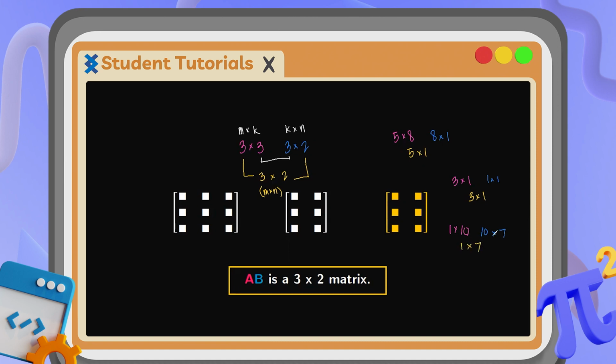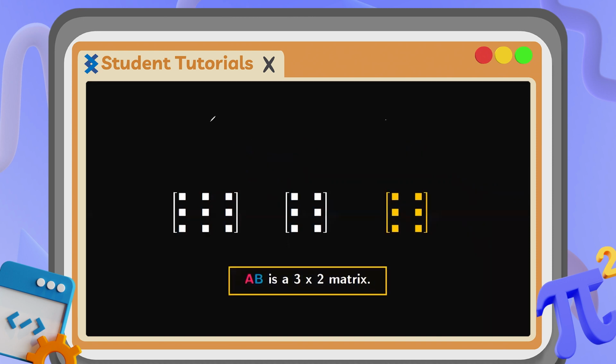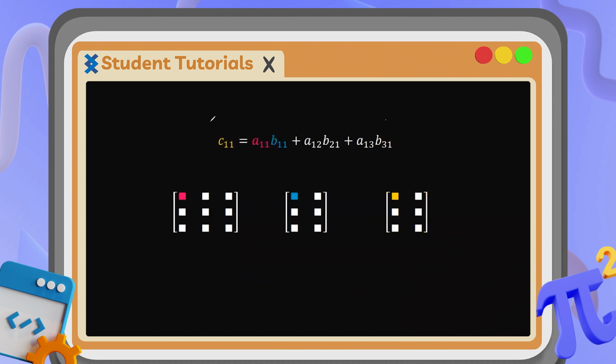So we need to make sure that your k over here must be equal at all times. Hopefully that clears up how matrix multiplication would work in terms of its dimensions. So now let's proceed with the actual matrix multiplication over here.